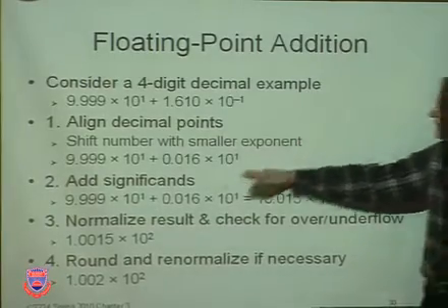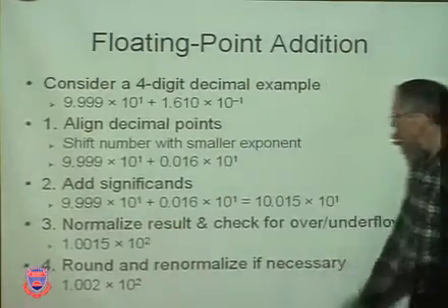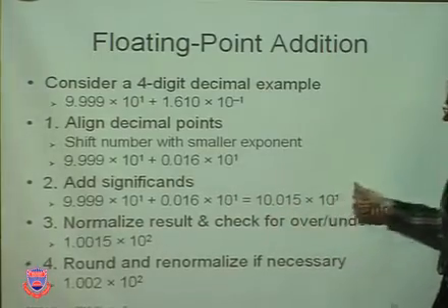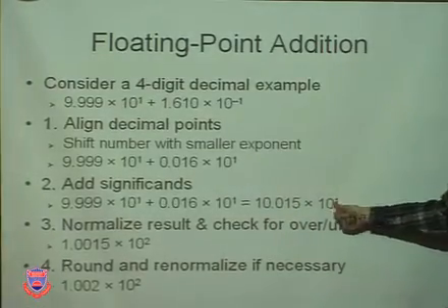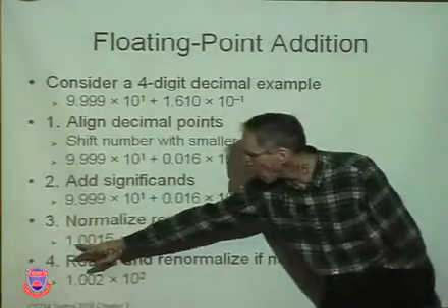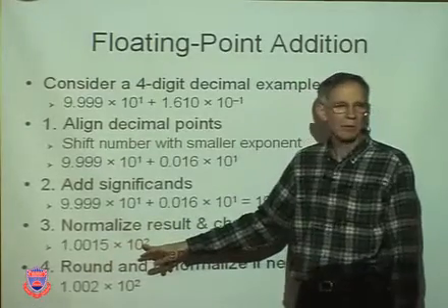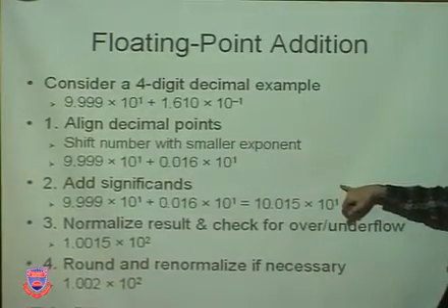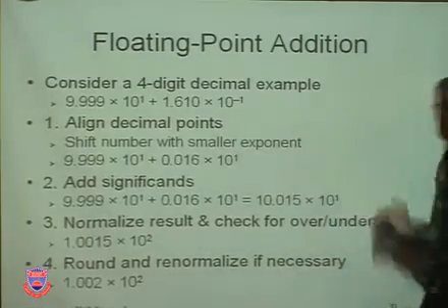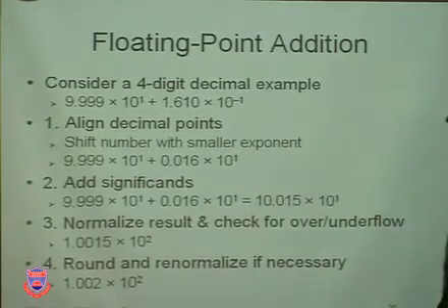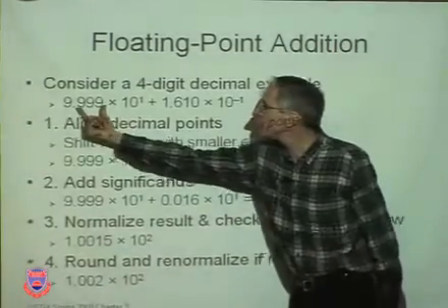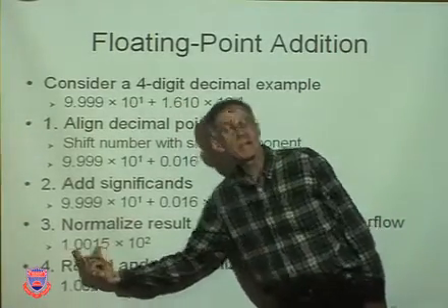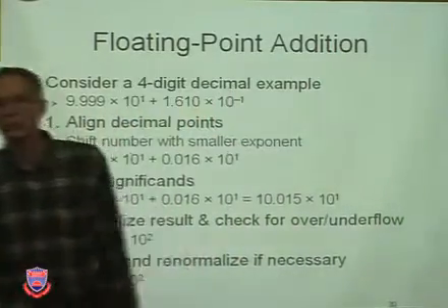So I've got to normalize my result. In this case, I can see I'm going to have to shift it this way and add 1 to the exponent. So it becomes 1.0015 times 10 to the second power. Every time you shift to the right, you add to the exponent. Every time you shift to the left, you have to subtract from the exponent. Okay, now the problem is I started out with 3 digits of precision. I ended up with 4 digits of precision, and I might not be able to hold that 4 digits of precision.